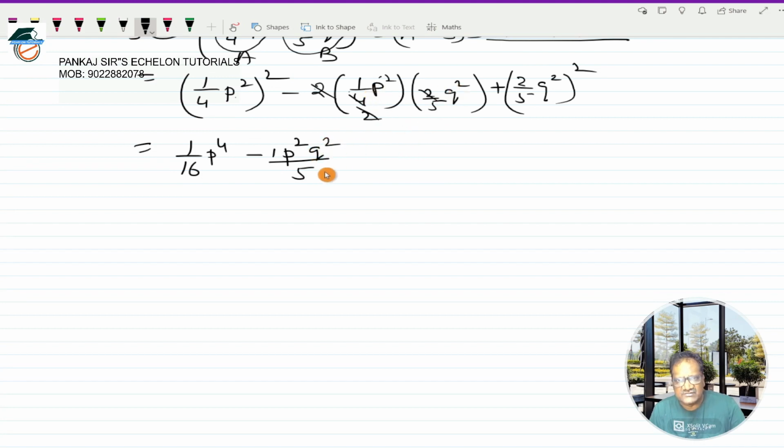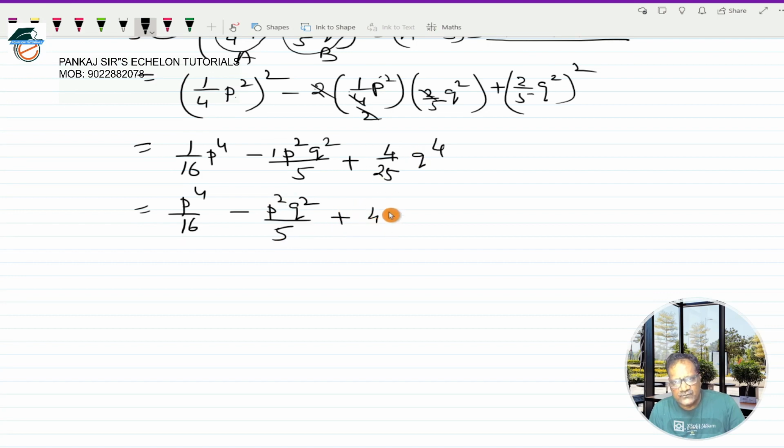So p square q square upon 5 plus, now this will work out to 2 square will be 4, 5 square will be 25, so 4 upon 25, and q square ka square will be q raised to 4. That's it. Now nothing can be done further. This can be written as p raised to 4 upon 16 minus p square q square upon 5 plus 4 q raised to 4 upon 25. So this is the answer for that.